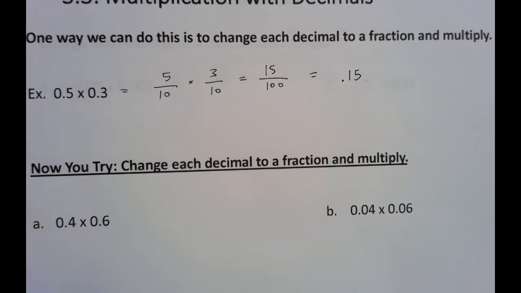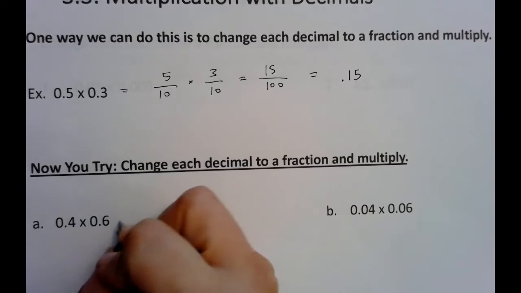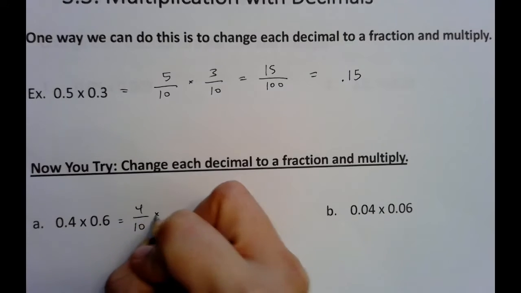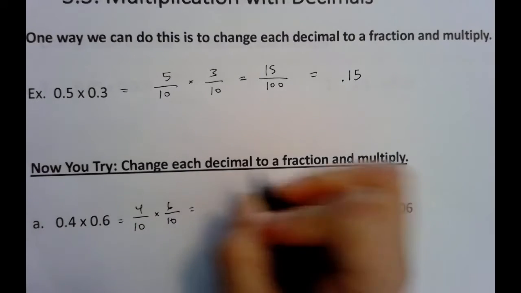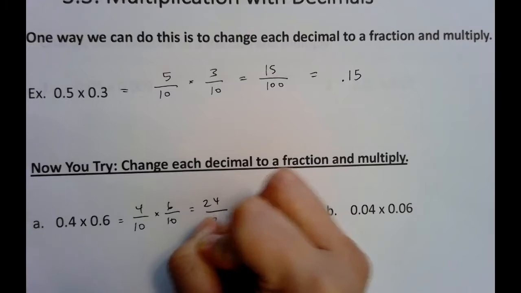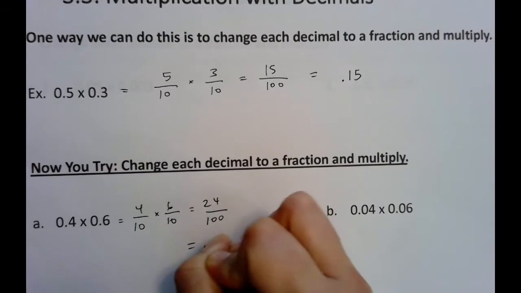Now you try. Change each decimal to a fraction and then multiply. You can go ahead and pause the video if you want to try this, and then unpause it to see the solution. Okay, so let's go ahead and do these. 4/10 times 6/10 will give us 24 out of 100, which is just 24 hundredths.